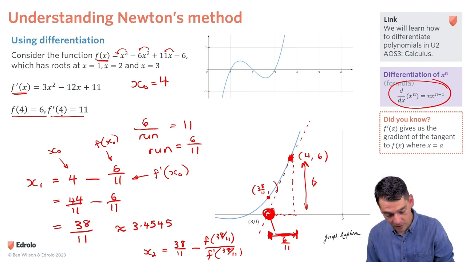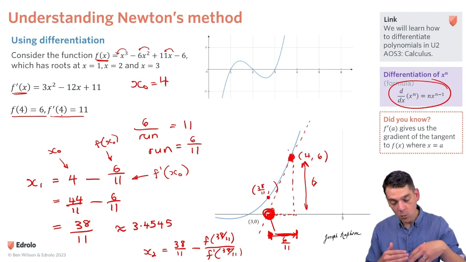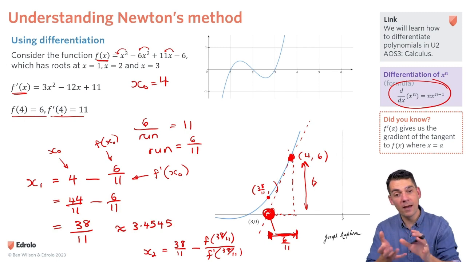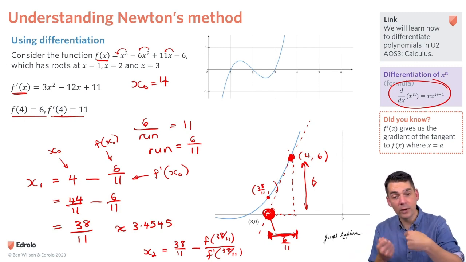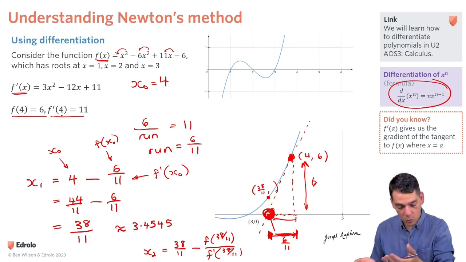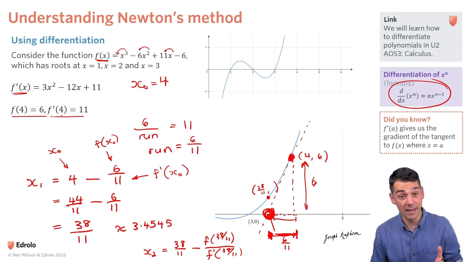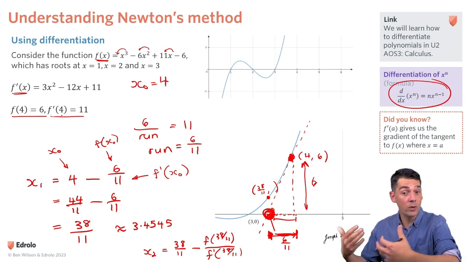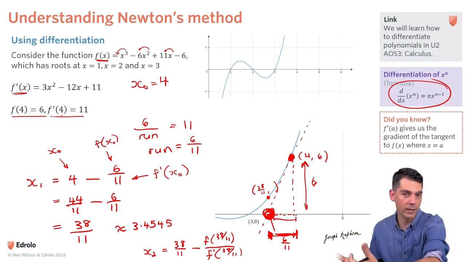So we've taken our first guess, which was 4. We've found the y coordinate there, and we've found the gradient, and we've used that, rearranged our rise over run to get this distance here, which we can then use to get the x-intercept of the tangent. And that's kind of how we do it. We keep repeating that over and over again.